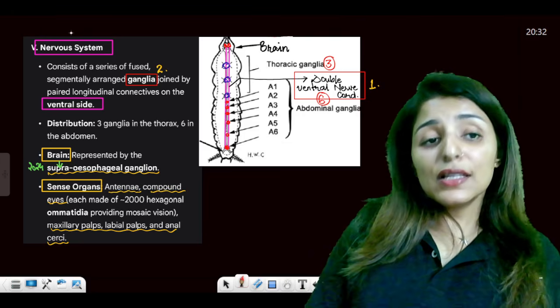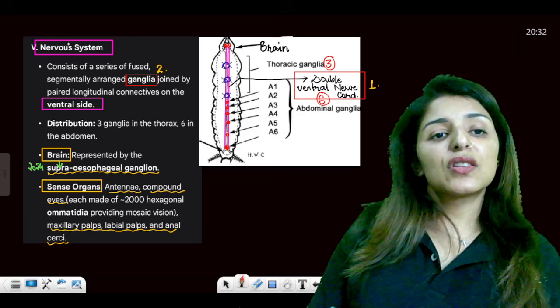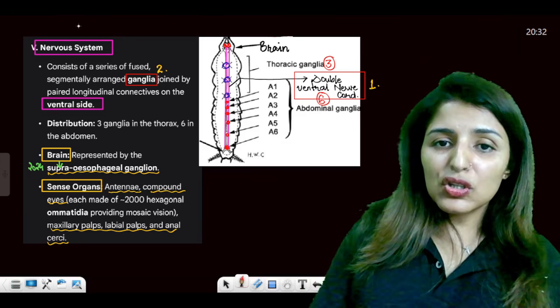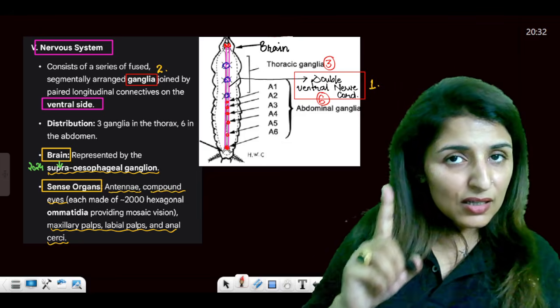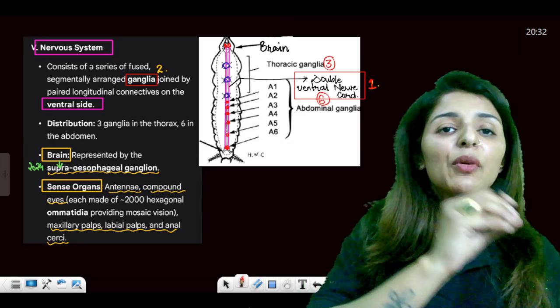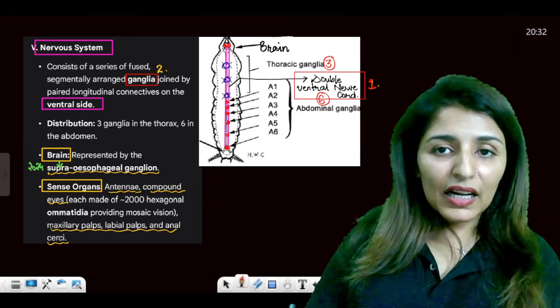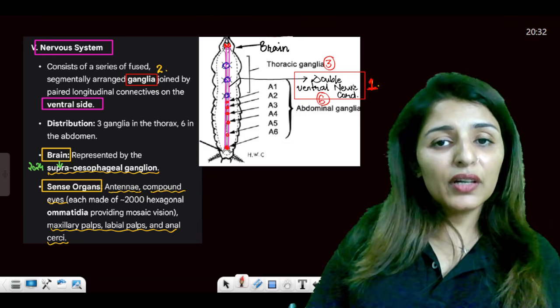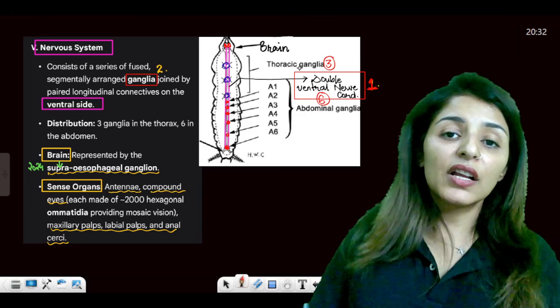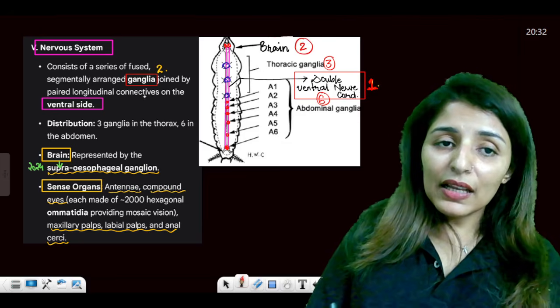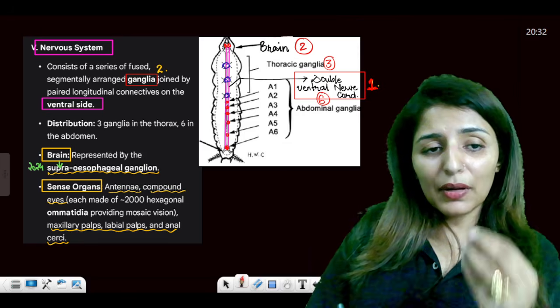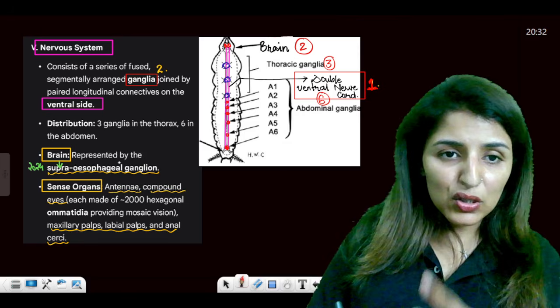Now, let's talk about the nervous system. The nervous system consists of, one, the double ventral nerve cord. We know that since it is a non-chordate, the nerve cord would be found on the ventral side, right? So the first component is a double ventral nerve cord. The second component is the brain. Now, the brain is actually a group. The brain is formed by two supraesophageal ganglia.